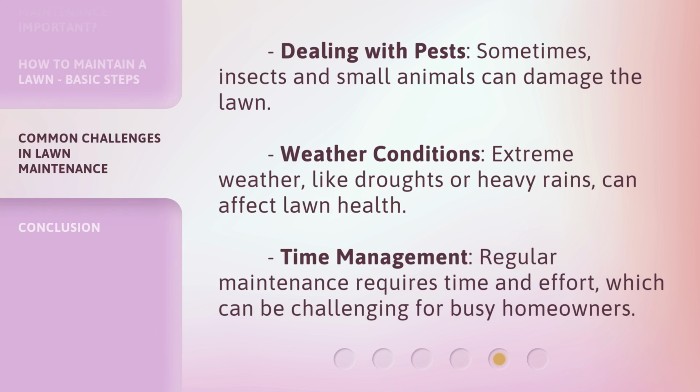Dealing with pests. Sometimes, insects and small animals can damage the lawn. Weather conditions. Extreme weather, like droughts or heavy rains, can affect lawn health. Time management. Regular maintenance requires time and effort, which can be challenging for busy homeowners.